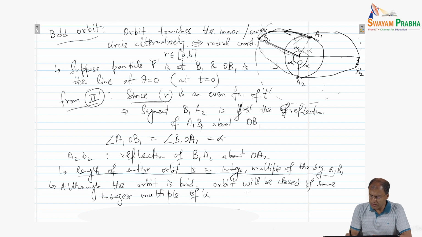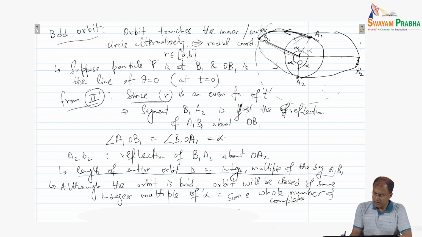So although the orbit is bounded, the orbit will be closed if some integer multiple of alpha is going to be some whole number of complete revolutions. Well, I need to write this entire statement in a more concise fashion, so I'll do that in just a moment. Some whole number of complete revolutions. Okay. So what we have here is that alpha is some integer multiple of 2 pi, right, where this is an integer. Okay, well, this is not an integer but a rational number.